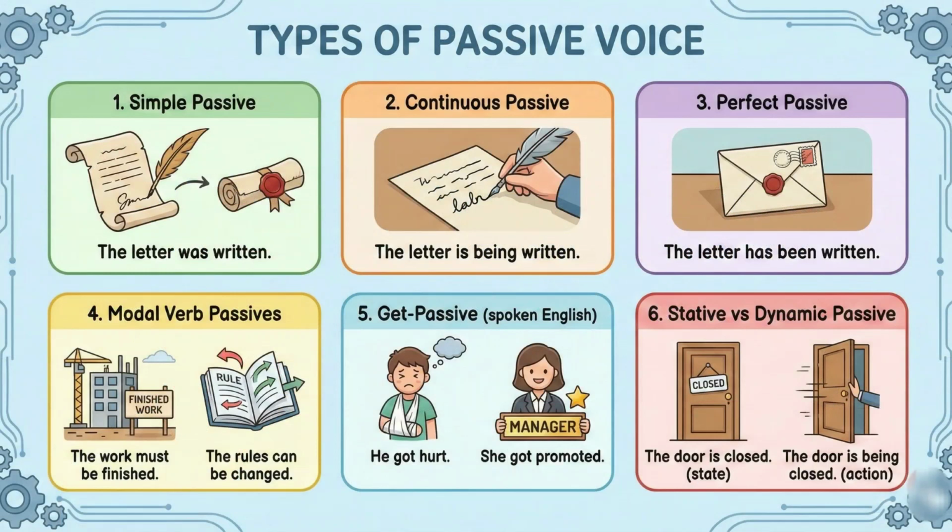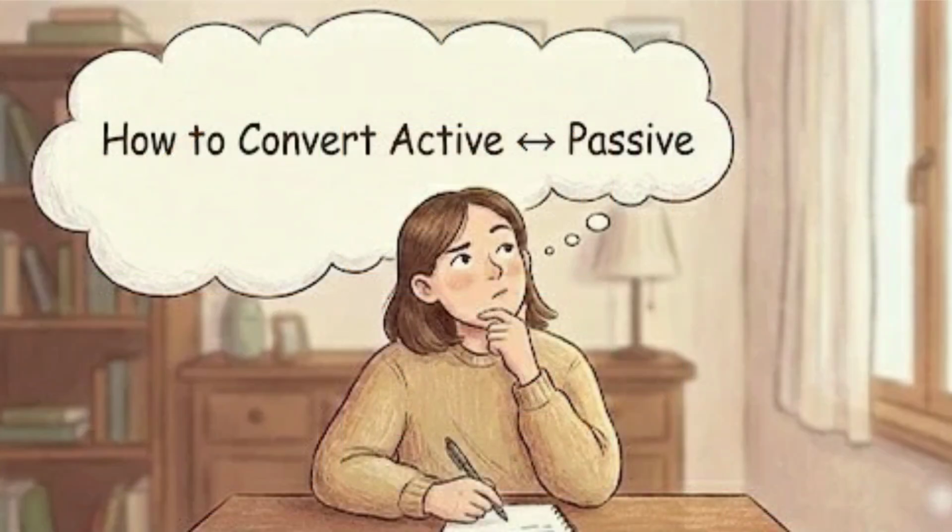5. Get passive used in spoken English. Examples, he got hurt. She got promoted. 6. Stative versus dynamic passive. Examples, the door is closed. State. The door is being closed. Action. Now let's discuss that.